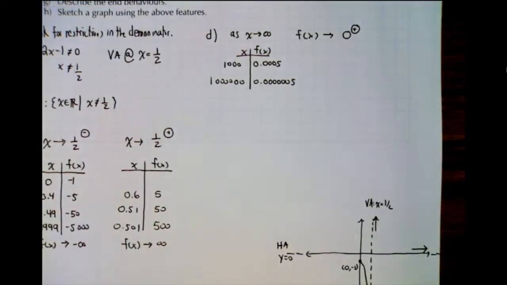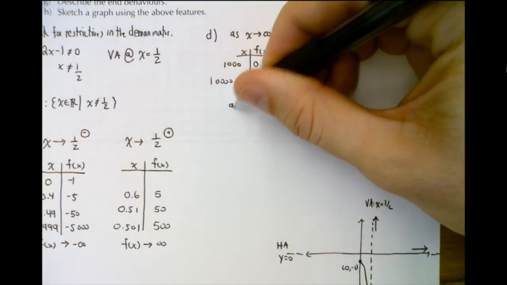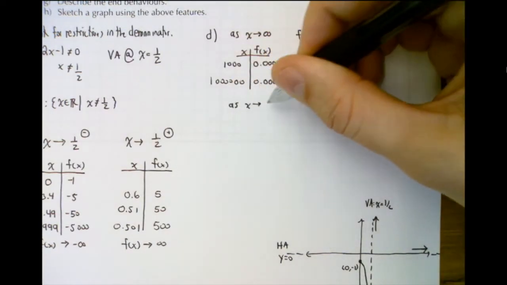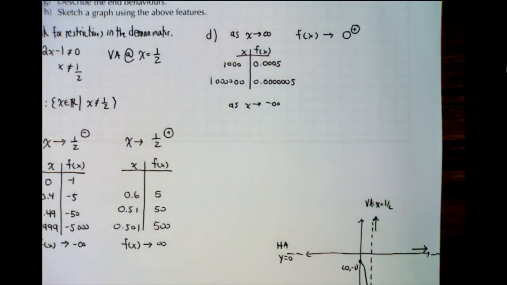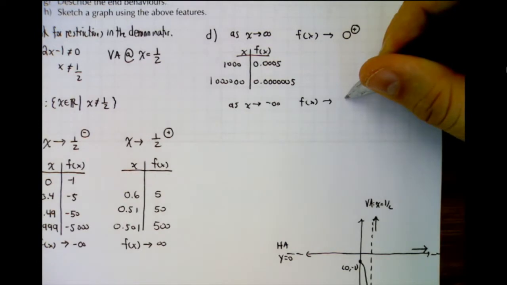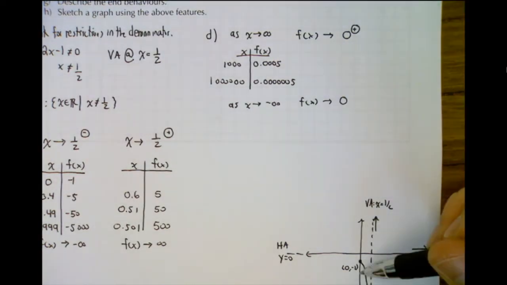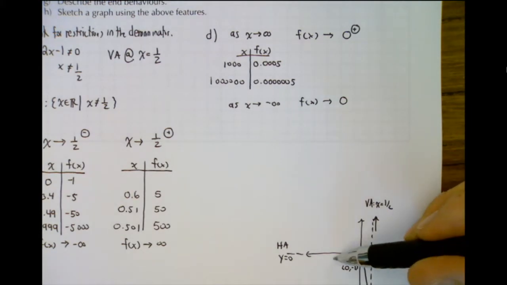What about from the other side? What about as x approaches negative infinity? What's happening to f of x? You might be able to guess. It is going to approach 0. Is it going to approach from below or above? Well, right here it's below. Odds are it's going to approach from below.